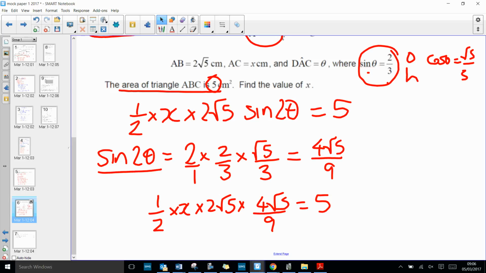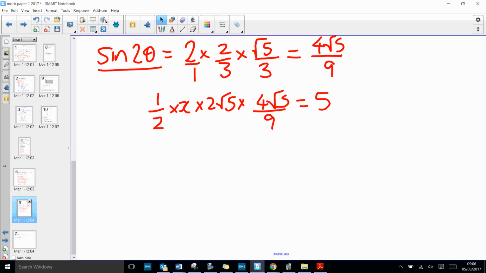Let's try and do this as easily as possible. So we've got a denominator of 2 times 9, 18. On the numerator, we've got 1 times x times 2 root 5 times 4 root 5. So root 5 times root 5 gives us 5. So 5 times 4 is 20, multiplied by 2 is 40, multiplied by 1, so we've got 40x over 18 equals 5. Okay.